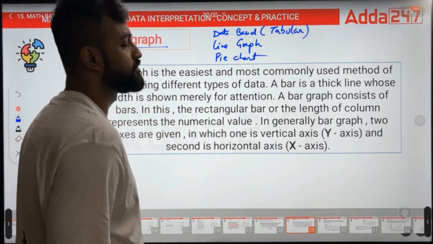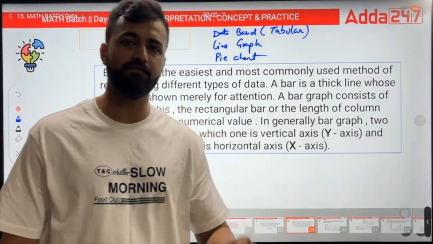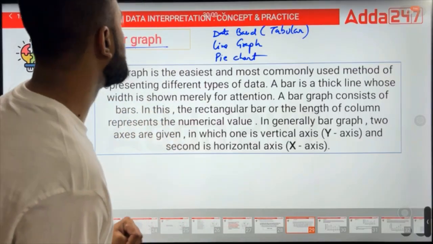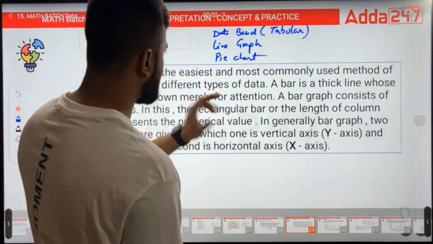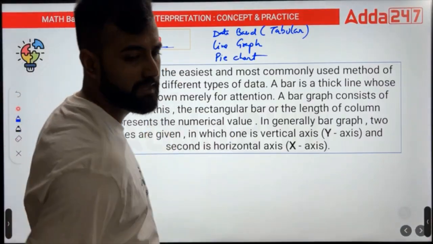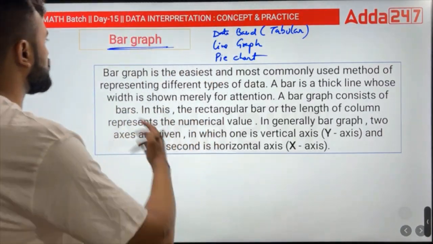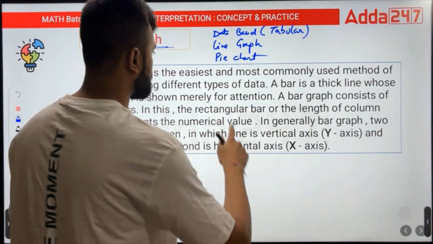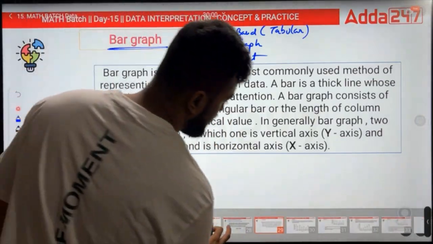In the line graph, I showed you both, right? I showed you a single line graph, and I showed you a double line graph also. And now we've done the pie chart. And now the final one is your bar graph. So this is also very easy. It's quite simple. Here also you have single bar graph and double bar graph. So let's understand how it is. I'm going directly to the question.